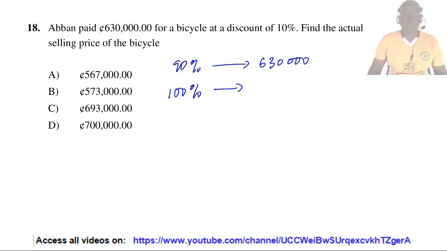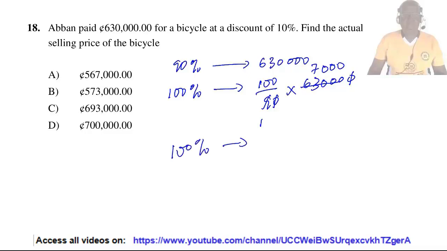If more, less divides. So 100 divided by 90 times 63,000. Zeros will cancel out. 9 goes here 1, 9 goes here 7, 1, 2, 3. So 100% will match into 7 with 5 zeros, 1, 2, 3, 4, 5. So 700,000. So the answer is D.